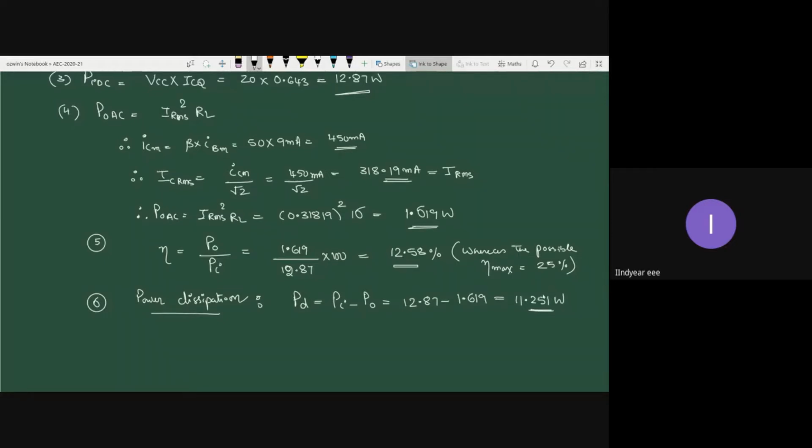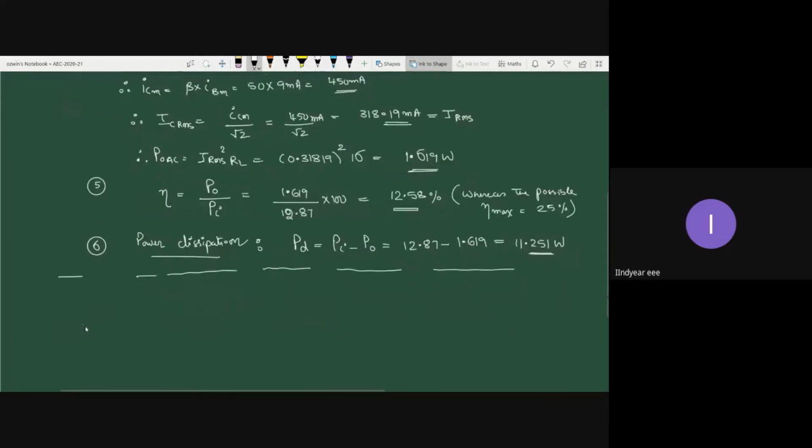Okay, all right. So that's about problem number 1, which is related to series fed class A power amplifier. Okay, all right.